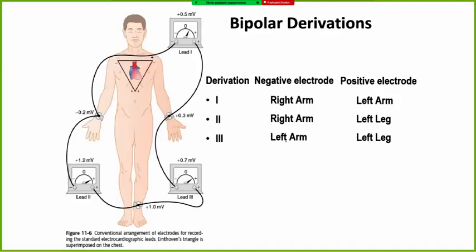So the bipolar derivations are D1, D2 and D3. And in D1 we place the negative electrode on the right arm here and the positive electrode on the left arm here. This is D1.